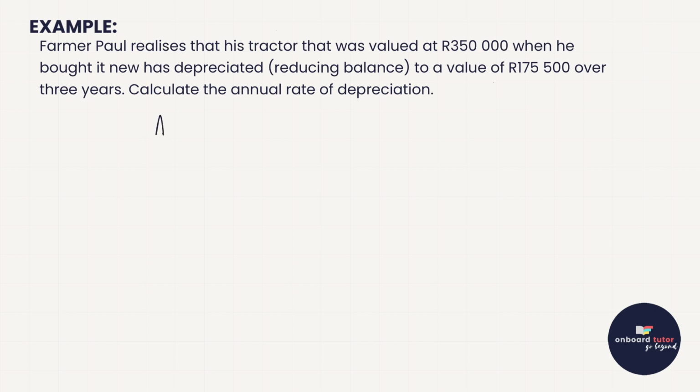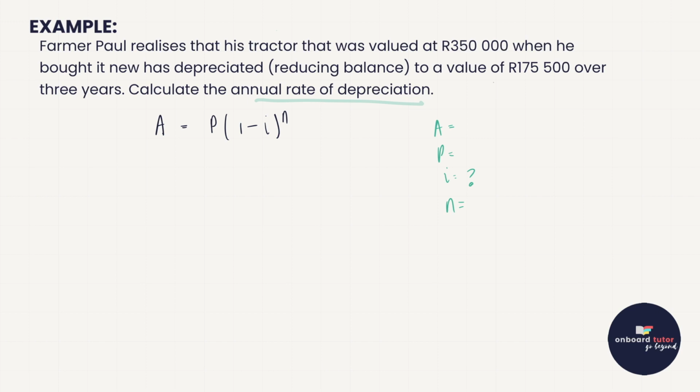I like to start and just put down the formula that is relevant to what I'm working with. So they told us it was reducing balance. So that's the formula. And that just guides me to know that I need an A value, P value, i value, and n value. Usually one of them is missing. And the fact that they specifically said, calculate the annual rate of depreciation, we know that that's actually the i value that's going to be missing.